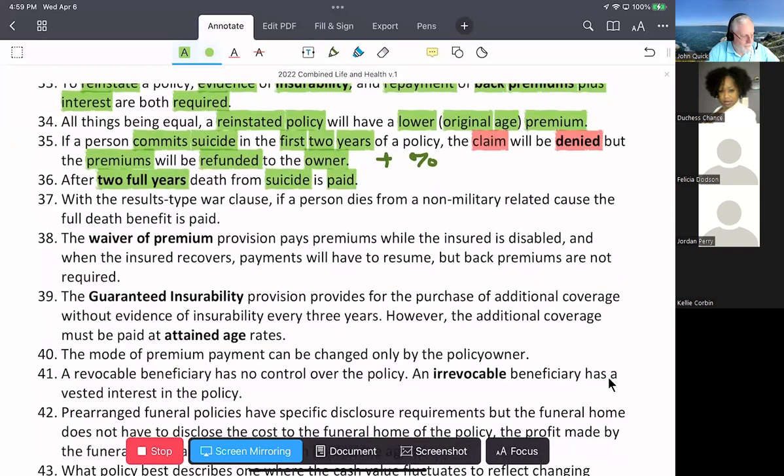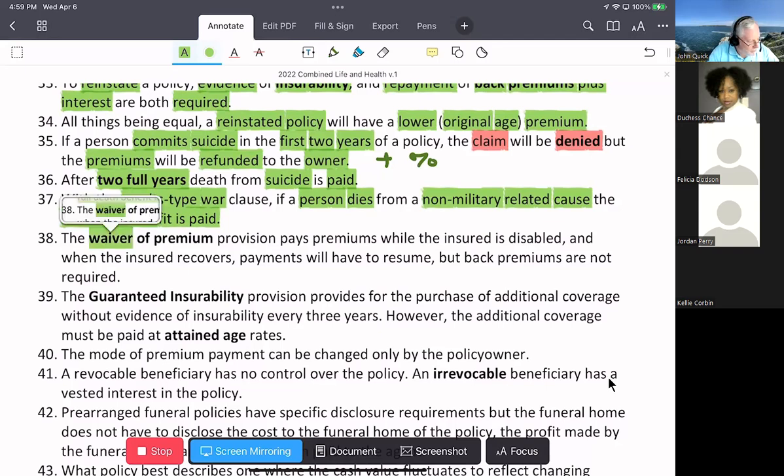With the results type war clause, if a person dies from a non-military related cause, the full death benefit is paid. So in other words, if a soldier goes home on leave and plows into a tree, gets into a car accident, they're going to pay that because it's not military related.